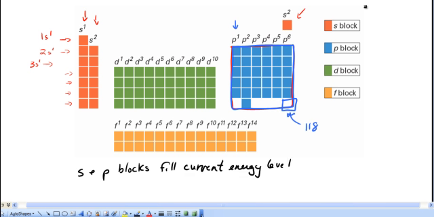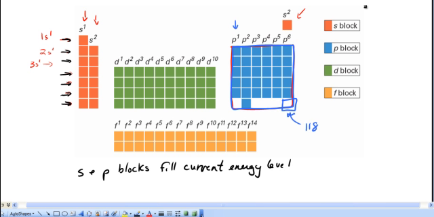Simply meaning, when you're in the first row, you're filling the 1s. When you're in the second row, you're filling the 2s and the 2p. When you're in the third row, you're filling the 3s and the 3p. When you're in the fourth row, you're filling the 4s and the 4p, and so on and so forth. When you get down to the seventh row, you're going to be filling the 7s and the 7p.